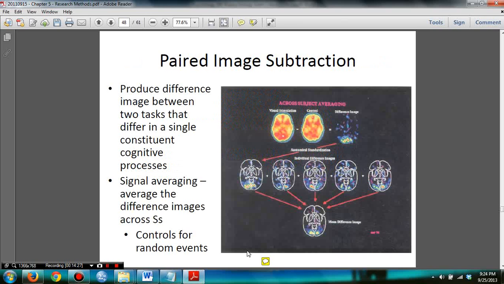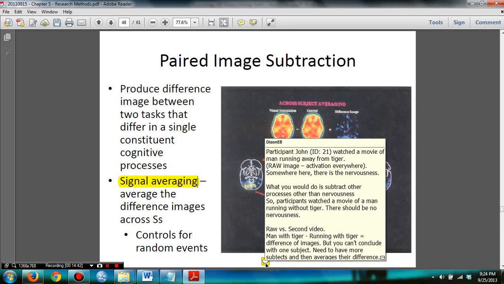Important to note that paired image subtraction uses signal averaging. So basically, it averages the different images across subjects. What it does is that it controls for random events. And this side note, I'm going to bring it up again, and then I'll try to be more clear. This example gives you an idea of how paired subtraction works.